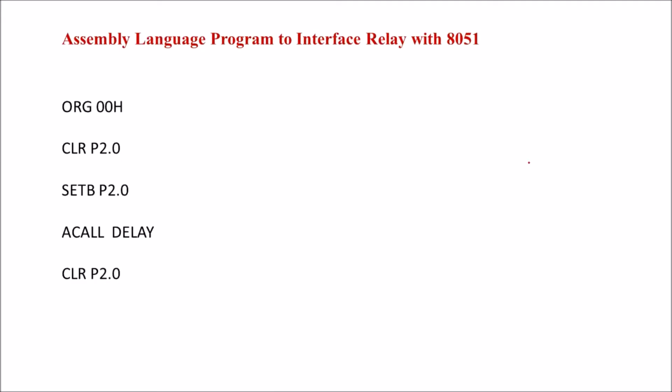So let us write an assembly language program to interface this relay. We'll write the program at address 0000H, so we'll use the assembler directive org. Then we'll clear terminal P2.0, so initially the transistor will be turned off. Since it is off, the relay coil is not energized and the bulb is switched off.